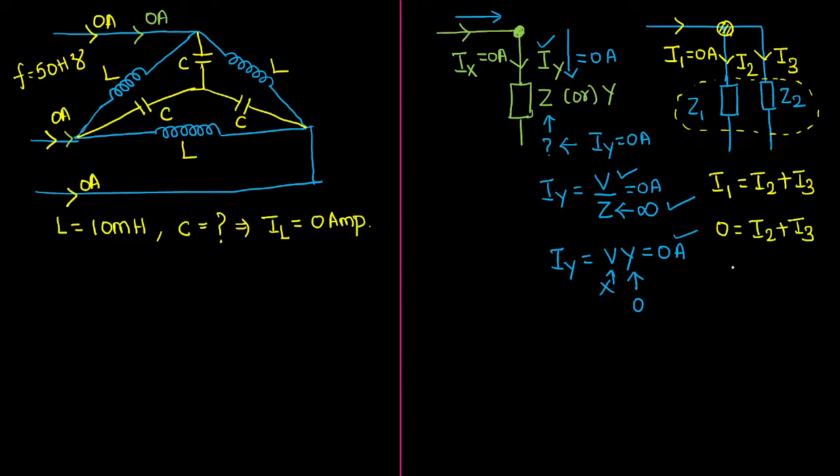Yes or no? So if I derive it further, it can be written as I2 equal to minus I3. What is the conclusion from here you have understood? See, this current, right? When the line current will be 0, it means either the current flowing through these two branches are opposing each other.